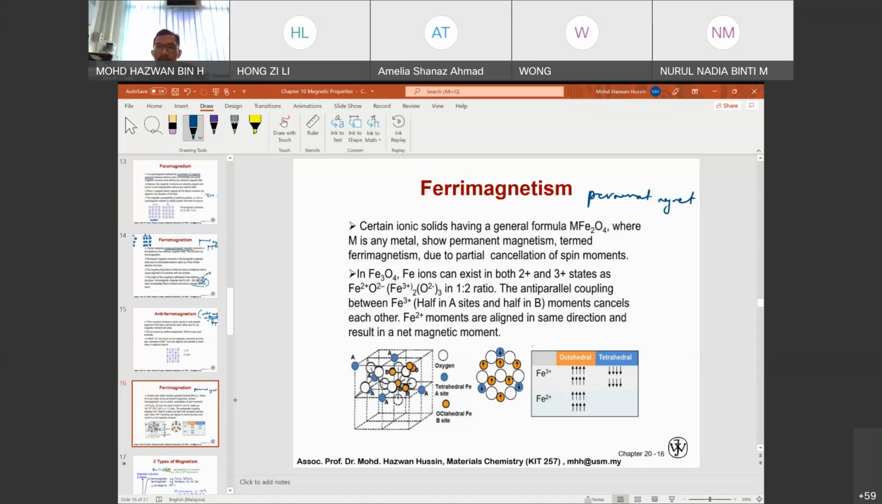But I think the arrangement is slightly different as compared to ferromagnetism, but still it gives permanent magnetism properties. So in order to identify ferrimagnetism, the general formula is basically MFe2O4, and the best example is magnetite, Fe3O4.